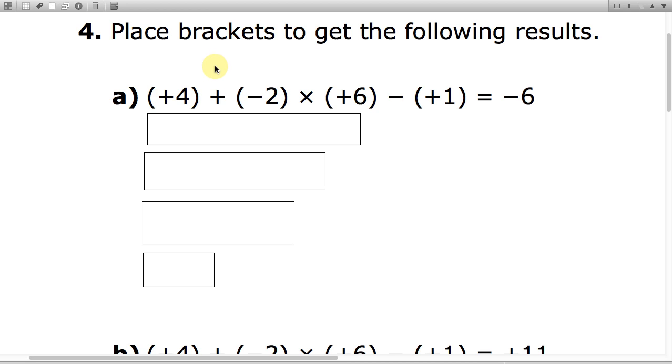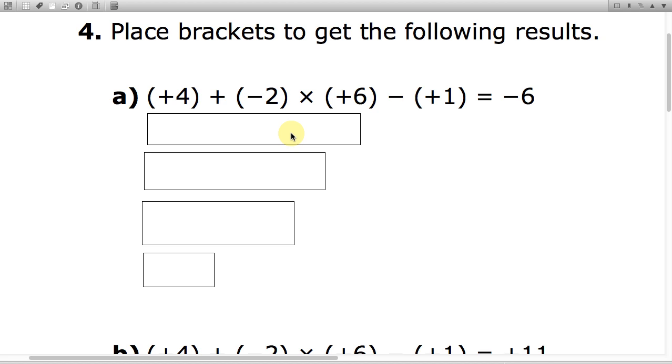Next, we've got a little bit of a challenge here. We'd like to place brackets to get the following results. So in part A, we've got all these operations, and if you did this, 4 plus negative 2 times positive 6 take away 1, you would not actually get negative 6. So we have to figure out how to do this differently in order to get a value of negative 6.